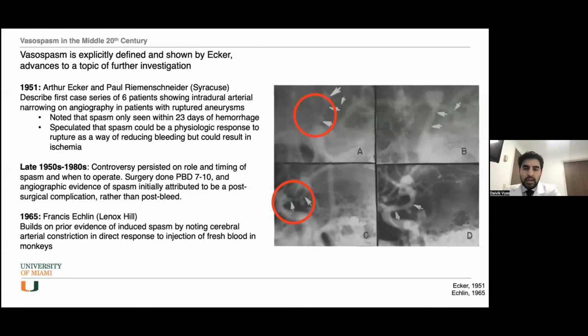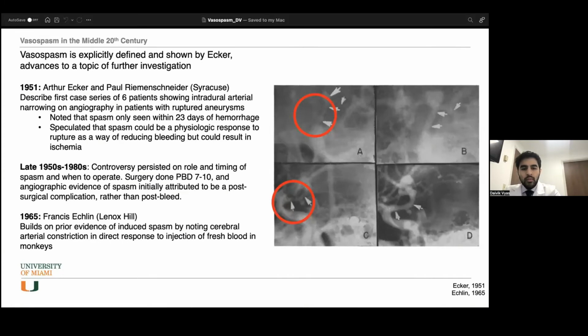Now, from the 50s to the 80s, there was a lot of controversy in the literature on what spasm was, when to operate. And prior to the 1950s, aneurysm surgery, if done, was done even on days 7 to 10, what we now conventionally know is peak spasm window. And the initial angiographic evidence of vasospasm was attributed to a post-surgical complication rather than a post-hemorrhagic complication. Essentially, it was described as a neurosurgeon-created entity. Now, in 1965, though, we start seeing actual laboratory evidence of induced vasospasm in the setting of blood injections.